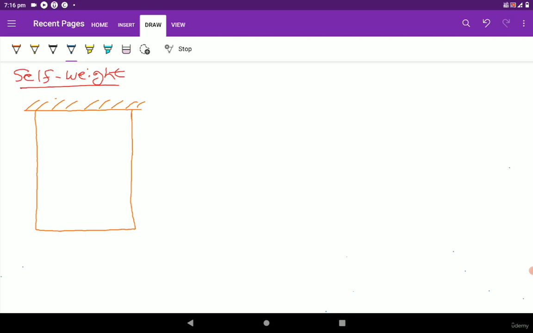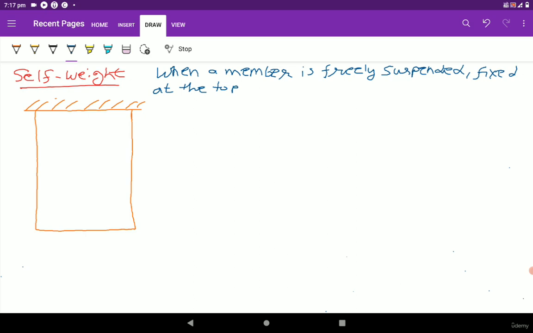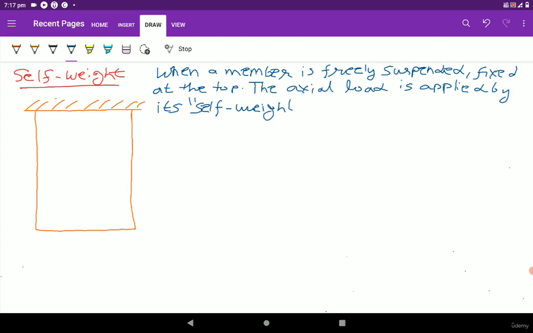When a member is freely suspended which is fixed at the top, the axial load in this condition is applied by its self weight.